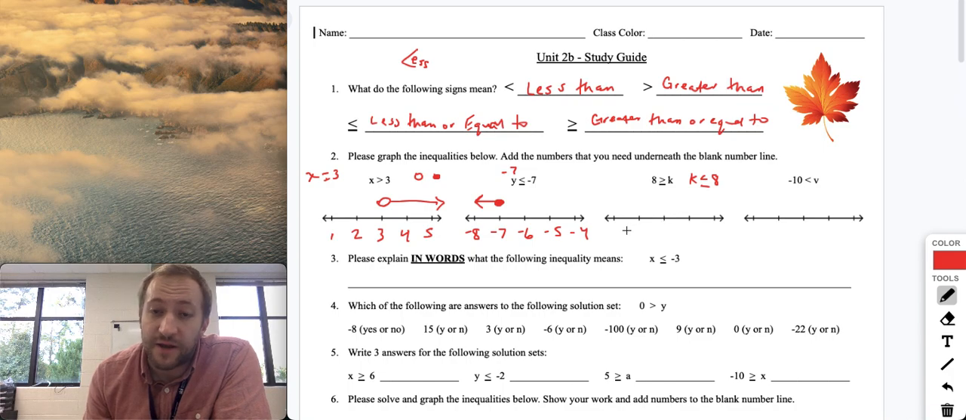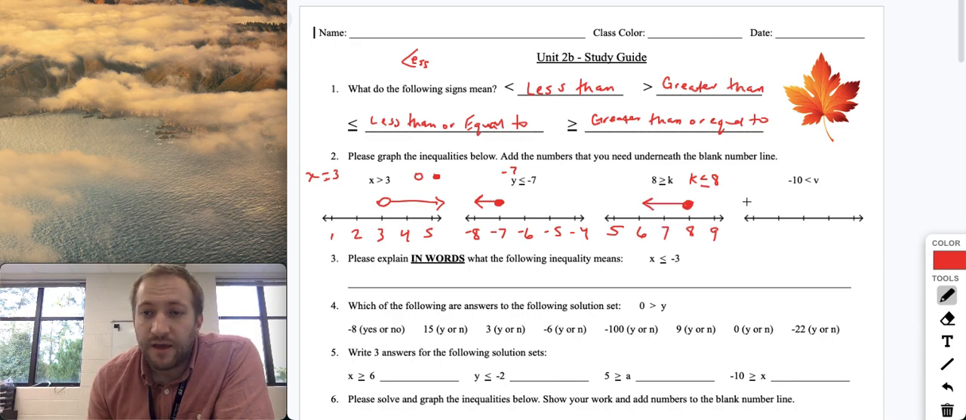So I'm going to go and fill in my number line. I'm going to put 8 over here. Again, it doesn't matter as long as you have an 8 on there. I'll go fill in the numbers above it and below it. And I'm going to go find my 8. I'm going to close the circle because it has an equal to sign with it. And k is less than or equal to 8. So all my numbers that are less than are going this way.